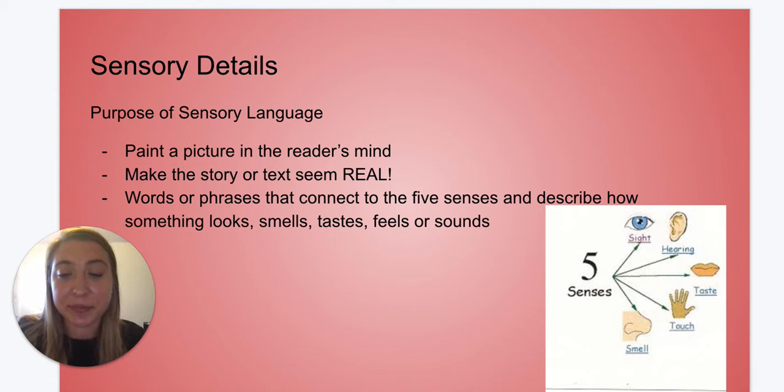These are going to be words or phrases that connect to the five senses and describe how something looks, smells, tastes, feels, or sounds. So here are our five senses. We have our eyes, our ears, our taste, so our mouth, touch with our hands, and smell with our nose. So we're going to go through some examples.